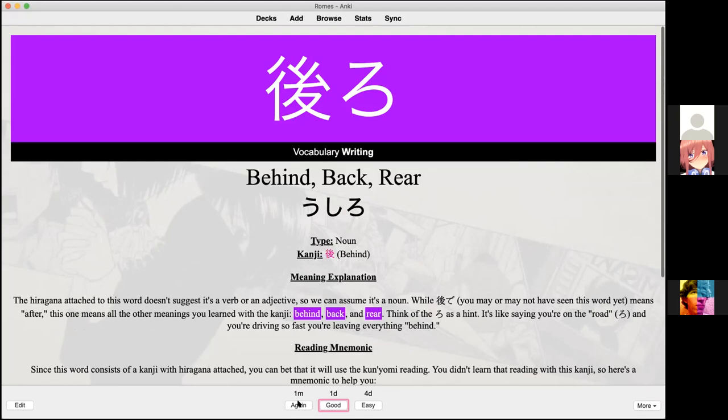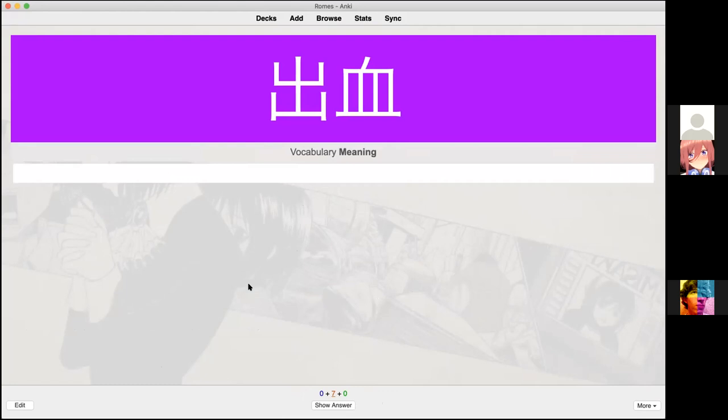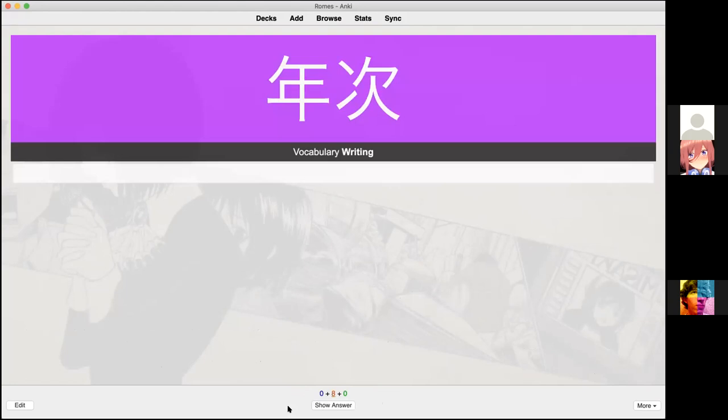I'm not able to show you that because these are all new cards. I wanted to show you an old card. Yeah, I don't have one.